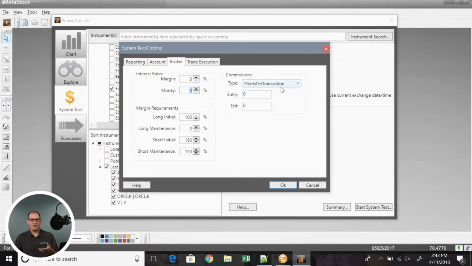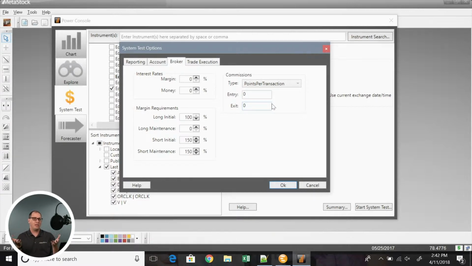You can also set if you're paying commissions on your trades, how much it costs you to get in, how much it costs you to get out. There's different ways that that's calculated: points per transaction, points per unit. Points per transaction is the most common. Paying commission varies from $0 to $20 a trade.